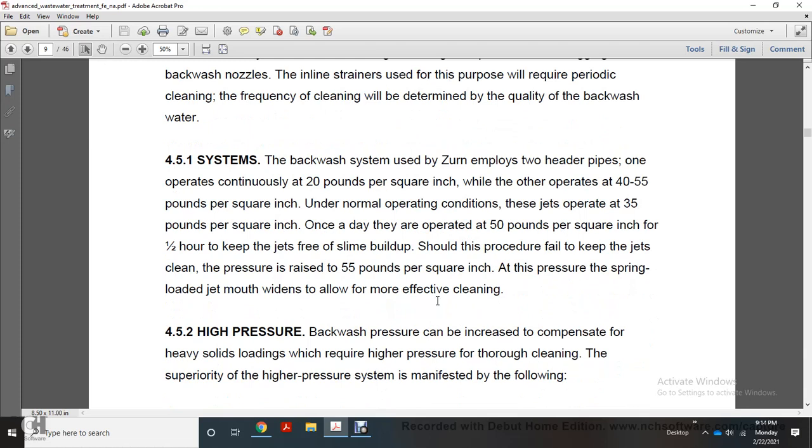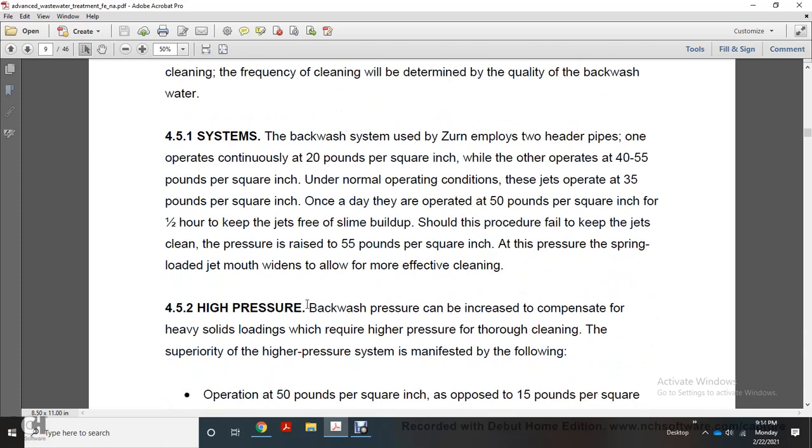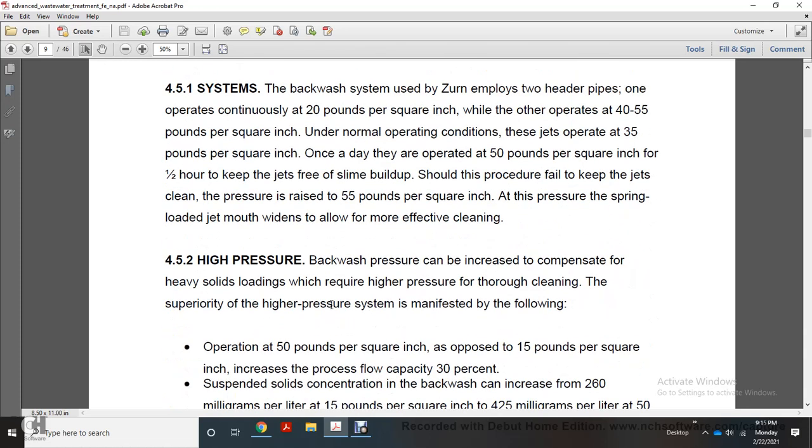High pressure backwash pressure can be increased to compensate for heavy incoming solids loads, which require thorough cleaning, and the superiority of high pressure systems is manifest in the following. Operation at 50 pounds per square inch as opposed to 15 pounds per square inch increases the process flow capacity by 30%.